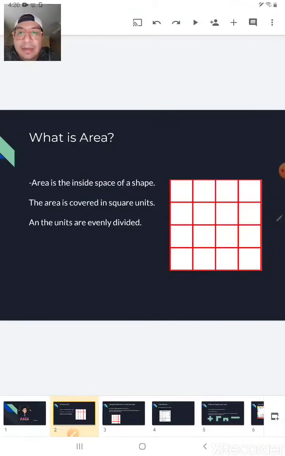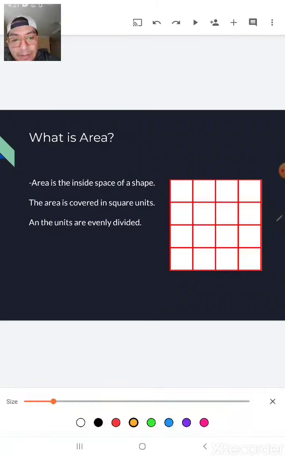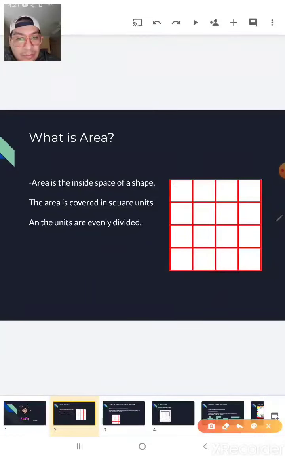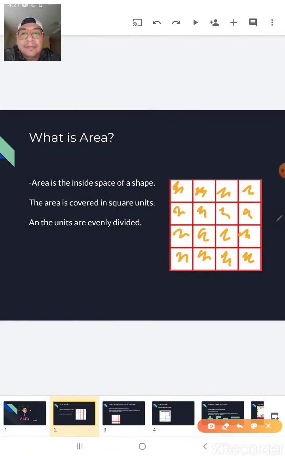So, what is area? Area is the inside space of a shape. The area is covered in square units, and the units are evenly divided. As you can see in this picture, we have a shape, and in this shape we have tiny little cubes, which are evenly created. So this is a shape with cubes inside, and that is our area. Everything inside there is our area. Let's go to the next part. Next slide.